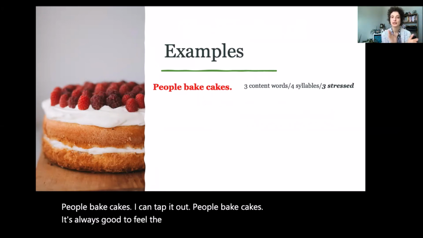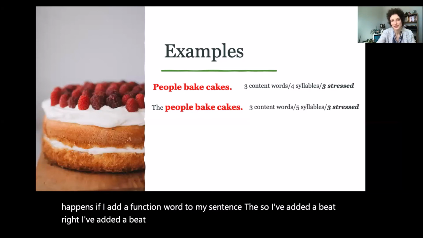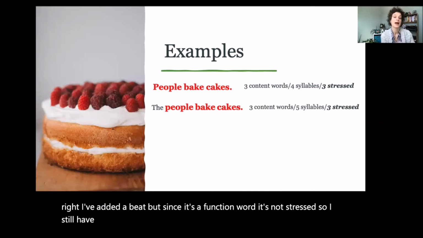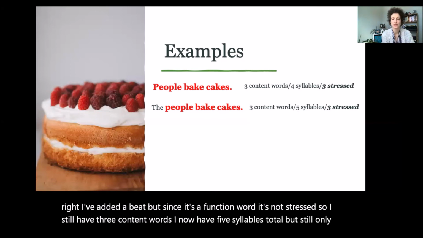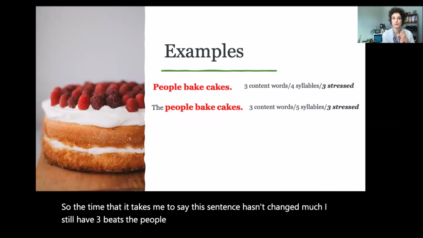Okay, so what happens if I add a function word to my sentence, the? So I've added a beat, but since it's a function word, it's not stressed. So I still have three content words. I now have five syllables total, but still only three syllables are stressed. So the time that it takes me to say this sentence hasn't changed much. I still have three beats. The people bake cakes. So the is really reduced.